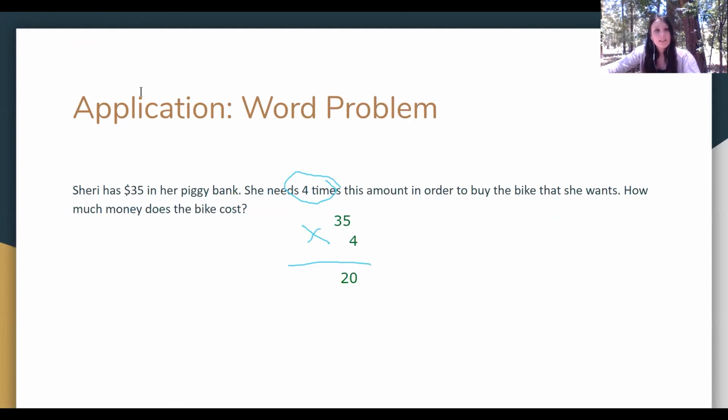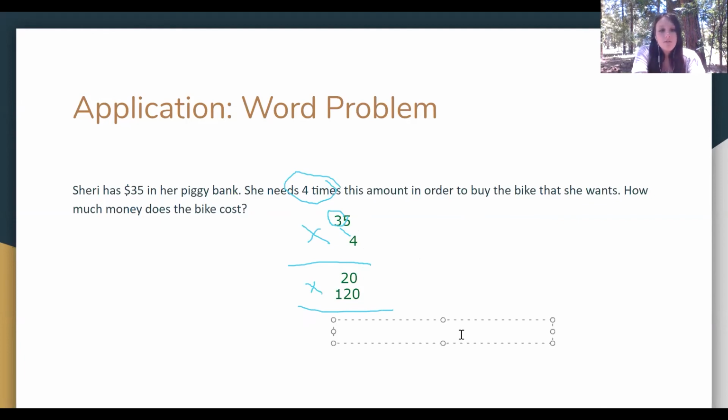Now, for our next one, we have 3 times 4. But it's not 3, right? It's essentially saying 30 times 4. So what's 30 times 4? 120. Awesome. Now let's add this up together because we've gone through all of our digits. So what's 120 plus 20? It's going to be 140, right? And that is our answer.